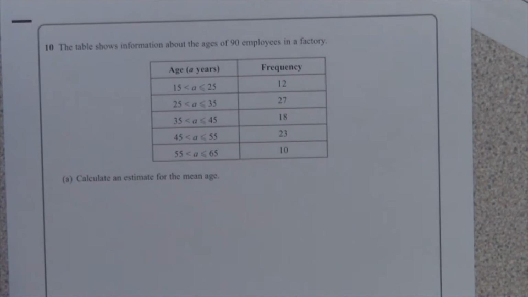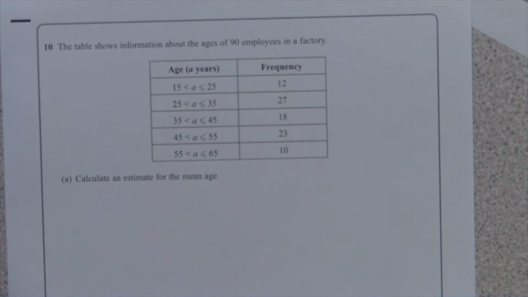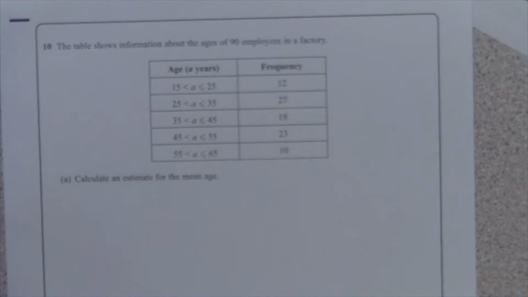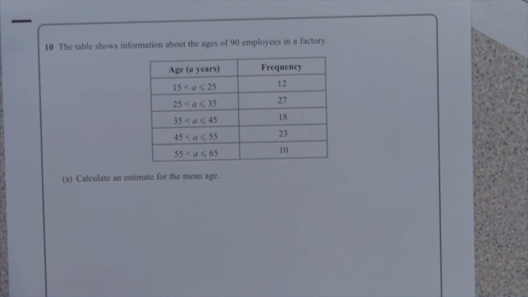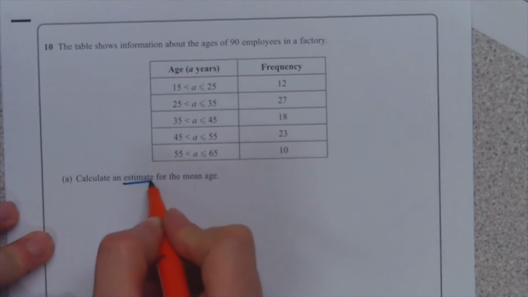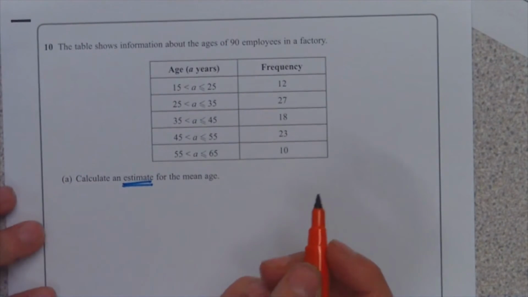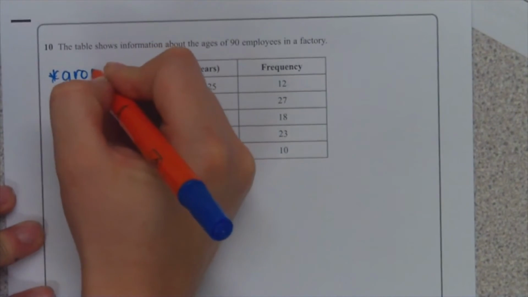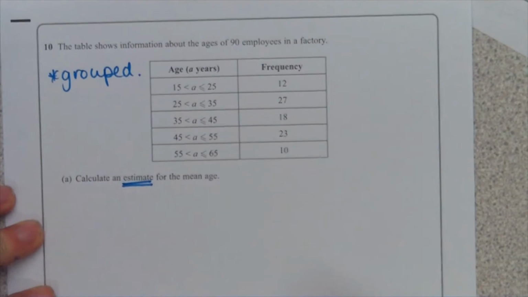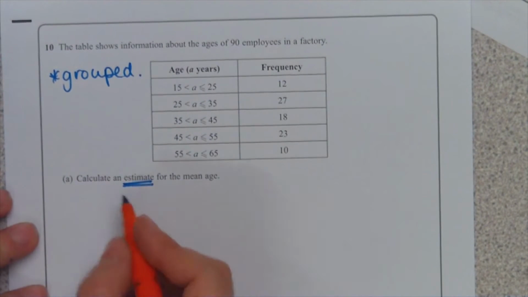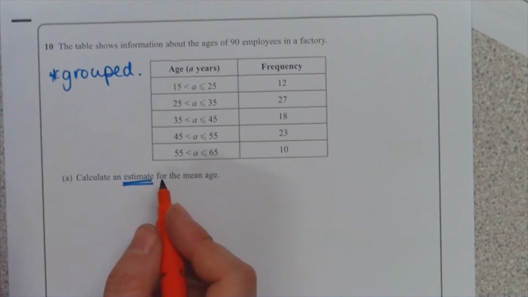This is question 10 of the March 2013 B Statistics Calculator paper. So I've been given a table showing information about 90 employees in a factory. We've got group data here, and they want an estimate for the mean age. Because I've got group data, I obviously can't find an exact mean, which is why the question's asked me to find an estimate.